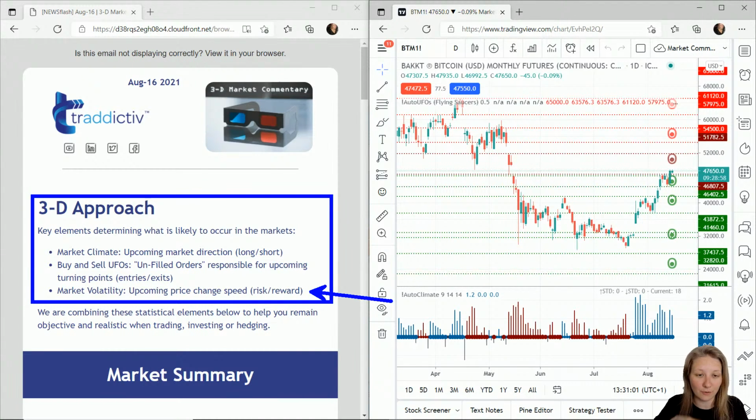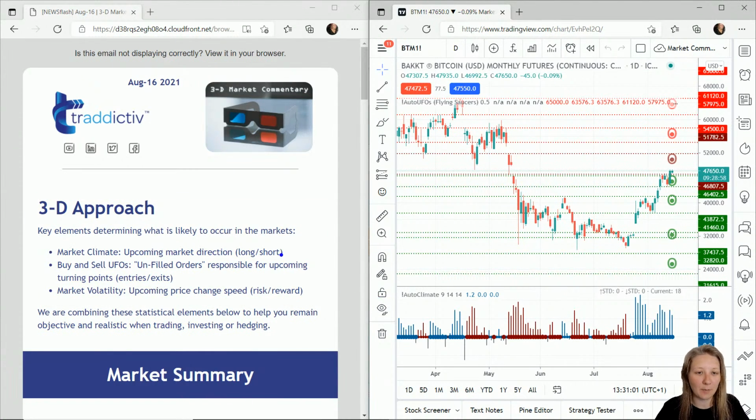And then we want to look at market volatility, which is how quickly can we expect these markets to move based on different time periods. So how quickly is it going to move within a day, a week, a month? So we'll look at that as well per market.